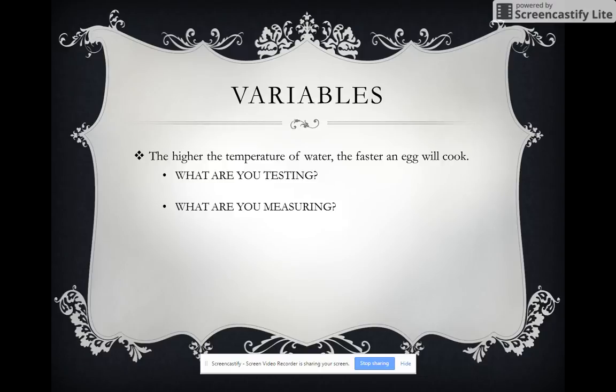Now on to the variables. If you look at this same scenario, the higher the temperature of water, the faster an egg will cook. You have to ask yourself, what are you testing, or what are you changing in the experiment? Here, we are changing the temperature of water. And what are you measuring, which will be the dependent variable? The time it takes for an egg to cook.